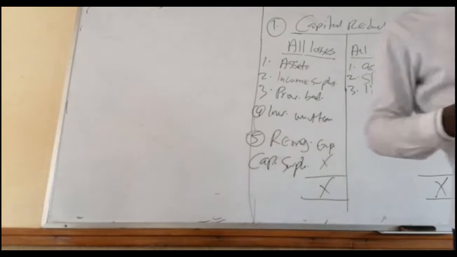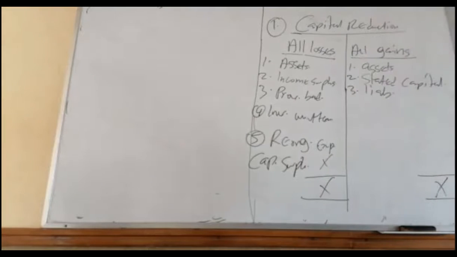Look at how we solve the second question that we will pick. We will pick two questions here. Great. Now let's move on to the next account that you have to open if you are preparing the statement of financial position. This is the first account, capital reduction.